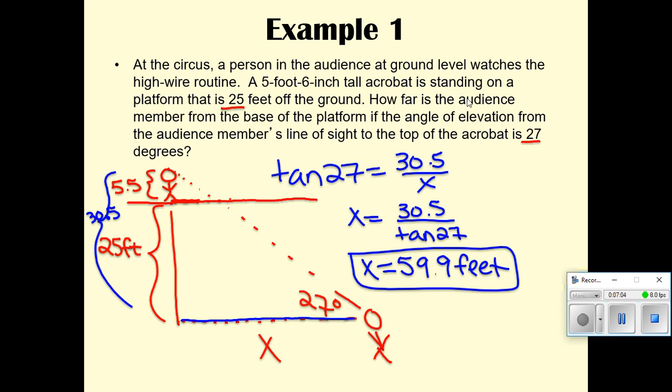So we're going to write 30.5 over x. This is the opposite. We don't know the adjacent, but we're going to write x. So what we're going to do is solve for x. We put it over 1, cross multiply and divide. In order to find x, we're going to do 30.5 divided by tangent 27.